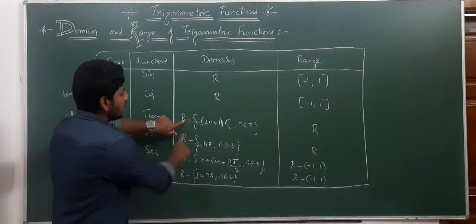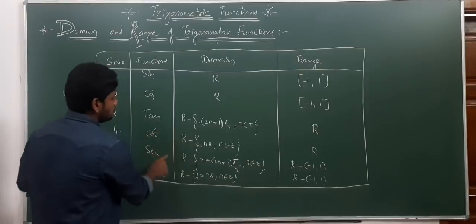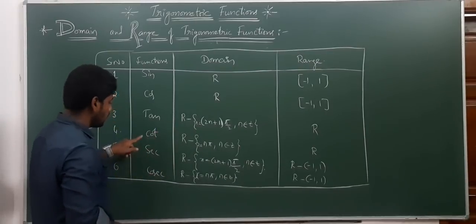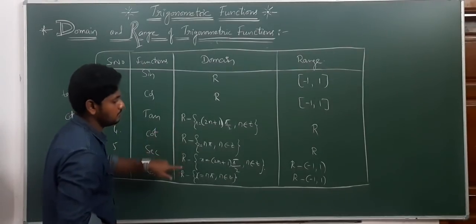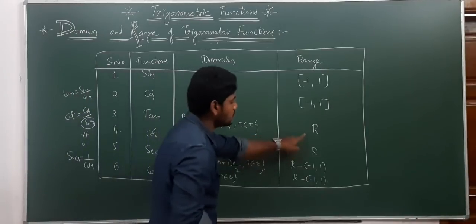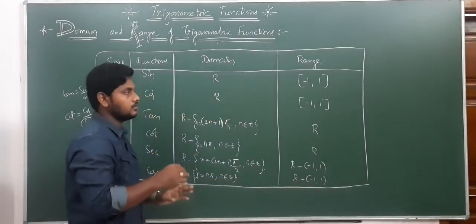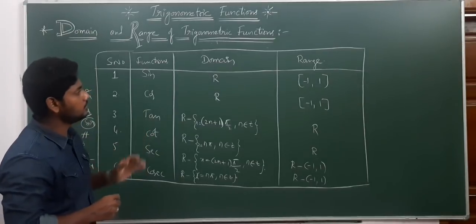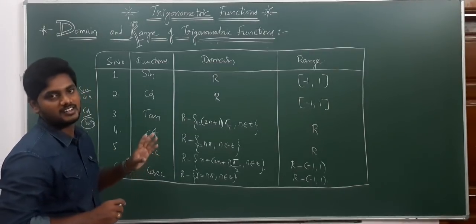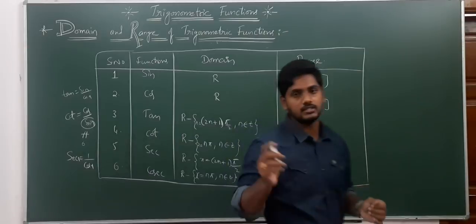Next. R minus of this. Both will be the same. Next. Cot and cosecant. These two will be the same. Right? These two are the same and these two are the same. So however you like, you remember, but please remember these values without any forgetting.